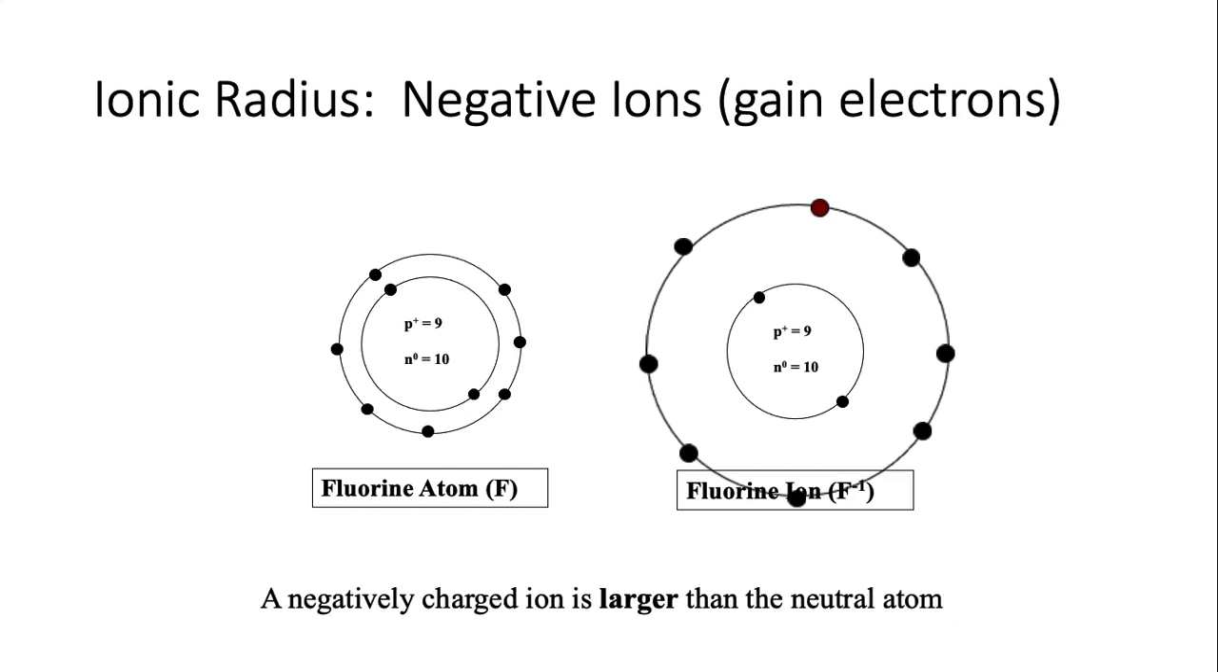So a negatively charged ion, one that gains electrons, is actually going to be larger than it was before, larger than the neutral atom. So if it's positively charged, it's going to be smaller. If it's negatively charged, gained electrons, it's going to be bigger.